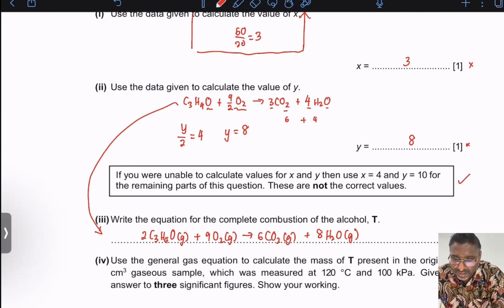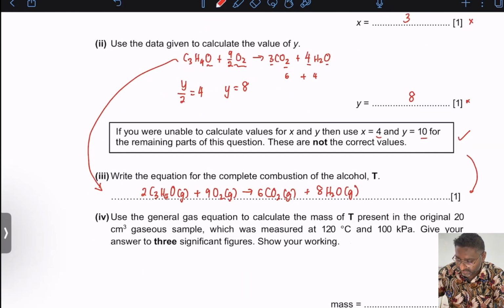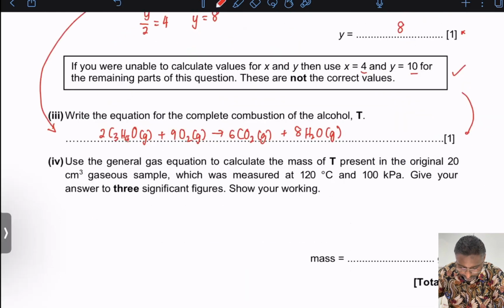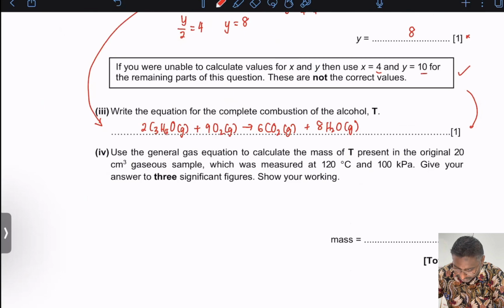The value might not be correct. You see, the value they give you 4, they give you 10. It's not actually correct. But you still can use that to get this answer. You won't lose marks. So anyway, use the general gas equation to calculate the mass of T.